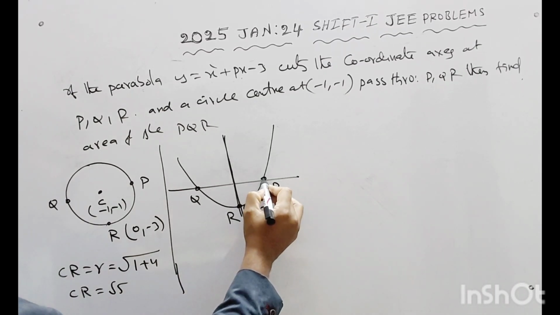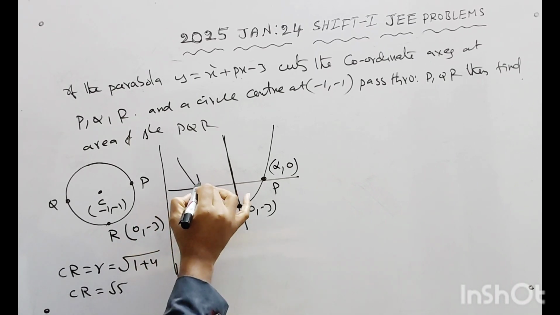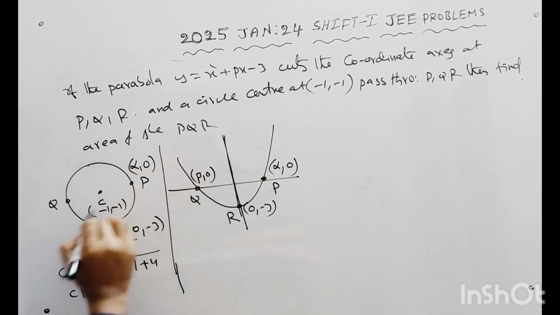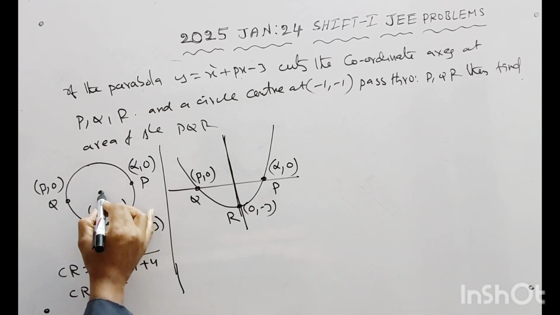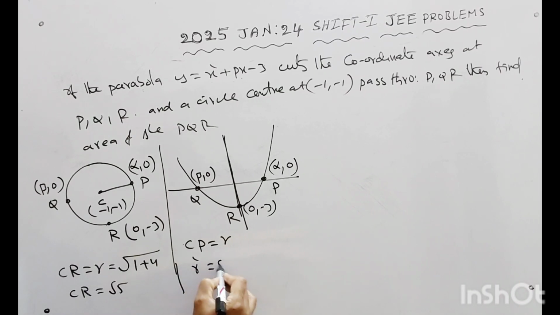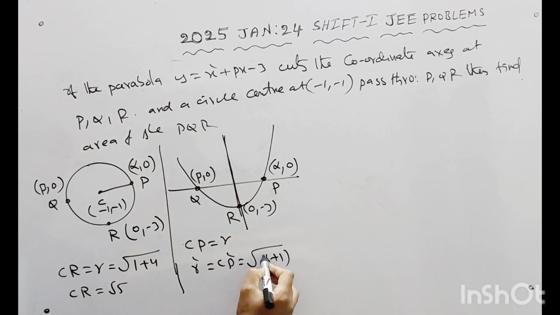Here I am taking P as alpha comma 0 and Q as beta comma 0. The distance CP is also a radius. So R square is equal to CP square, that is alpha plus 1 whole square plus 1.